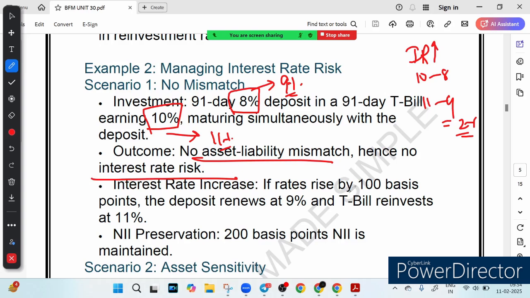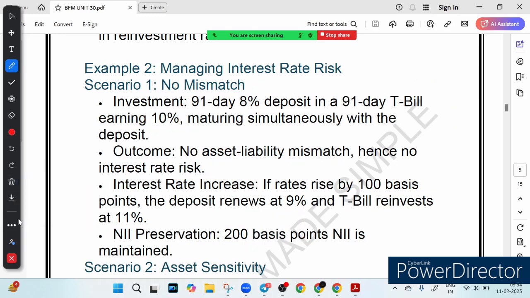So suppose the rate rises by 100 bps: the deposit renews at 9%, and the T-bill will reinvest at 11%. So this is NII preservation of 200 basis points. Either we call it 2% or we call it 200 basis points. Both mean the same, right? So this 200 basis points is still conserved, right?